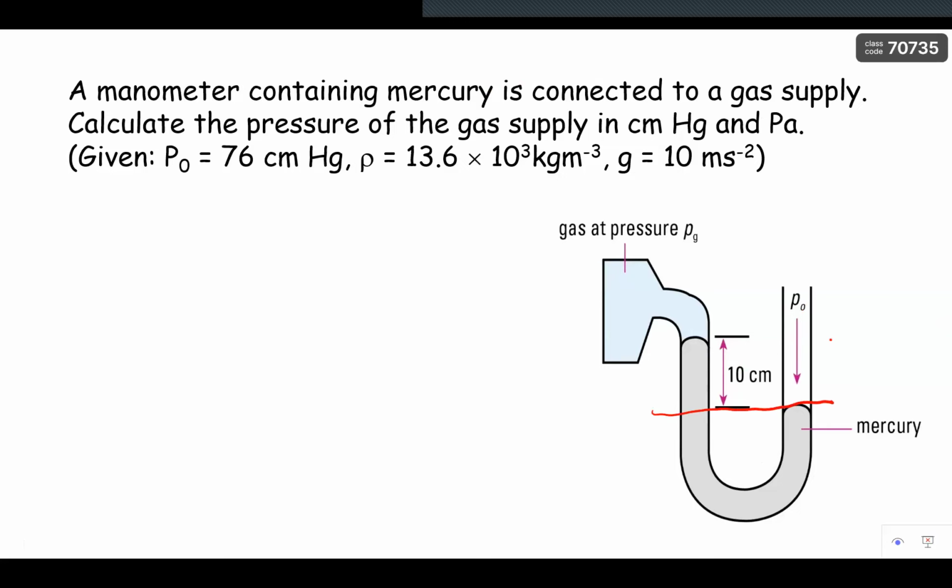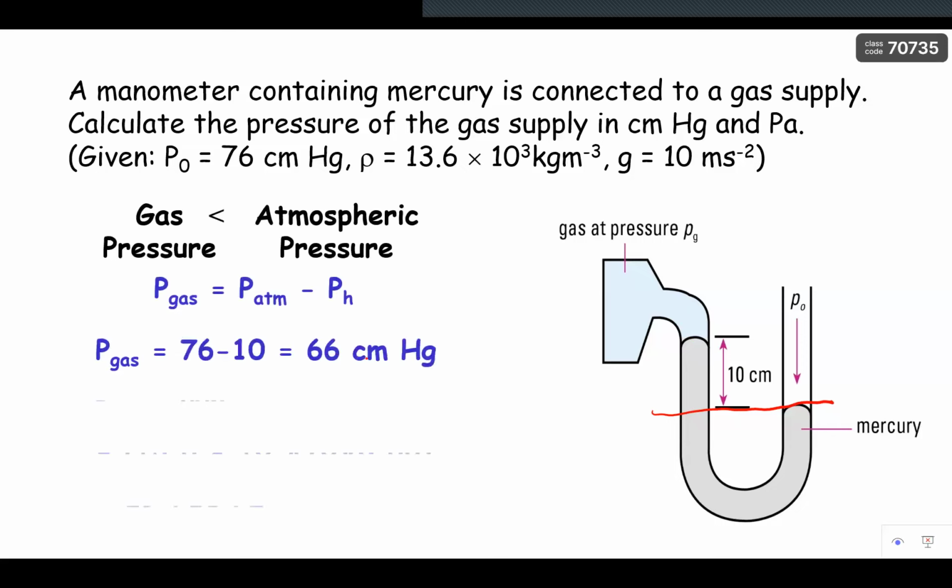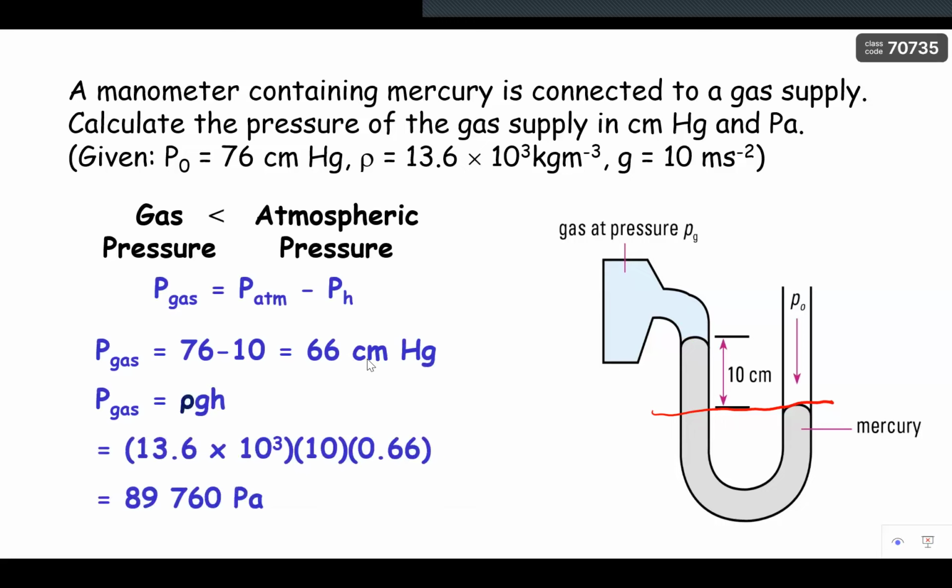So the gas pressure will actually be atmospheric pressure minus away this 10. Or I can use my equation. The pressure at this side will be equivalent to the pressure at this side. I find the common line. So atmospheric pressure equals the gas supply plus 10. So gas supply will be atmospheric minus 10. So it will be 76 minus 10, which is 66 cm. Again, I want to convert it to Pascal, I use rho g h. So 66 cm is 0.66 meters.